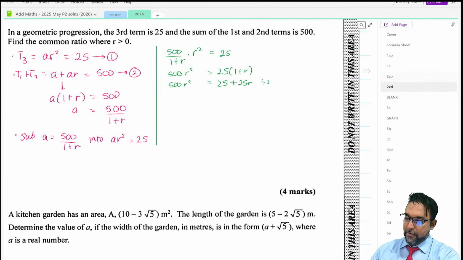Now we could divide by 25 here. So what would happen is you get 20 r squared is equal to 1 plus r, which you could have done here instead of expanding. So maybe this line should come out. Okay.